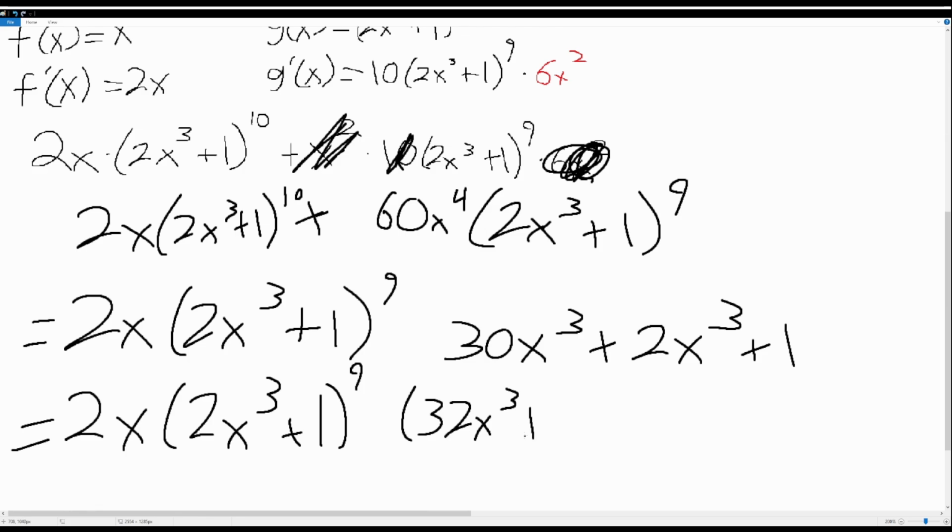And then it's 32x cubed plus 1. I mean, that's what my sketchbook says. So yeah, that's our final answer, dude. That's money.